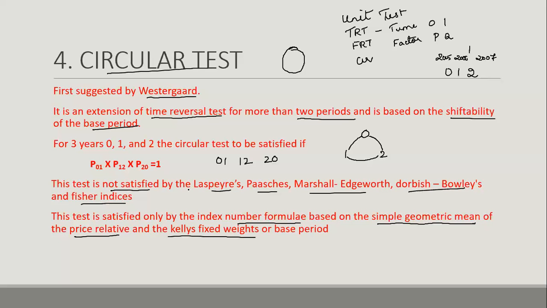Whereas in factor reversal, you focus on the factor, that is you change price into quantity, and when you take the product of both price and quantity, it should give you the answer as value. Okay, and the circular test is nothing but a circular form. Here the base year will not remain fixed, but shifts; it is the shiftability of the base period. It is related to the time reversal test. Here we take the time reversal test because 0 to 1, 1 to 2, 2 to 0 is a circular form, and that is why we call it the circular test.